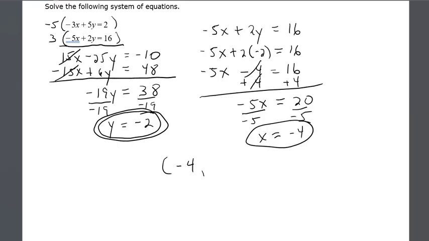Remember, your x value comes first, negative 2. And again, you can always check your answer by taking your answer and plugging it in to the other equation, not the one that you just used, but the other equation.